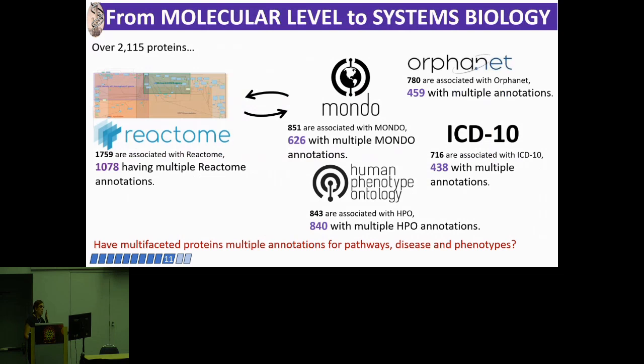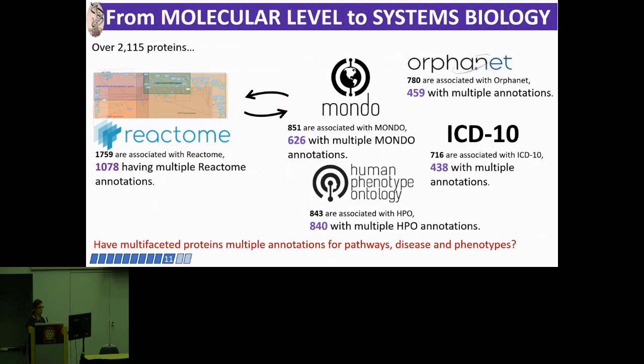One of the possible applications of our research is to use this data, these curated entries, to link the molecular level of annotation of multifaceted proteins with their systems biology features. And this is of particular interest in the case of Reactome pathways associated with different diseases. We were able to associate 1,700 different proteins with Reactome pathways, and 800 different proteins with Mondo identifiers for diseases. A similar number also for Orphanet, a similar number also for ICD-10, and also a similar number for phenotypes from the Human Phenotype Ontology.